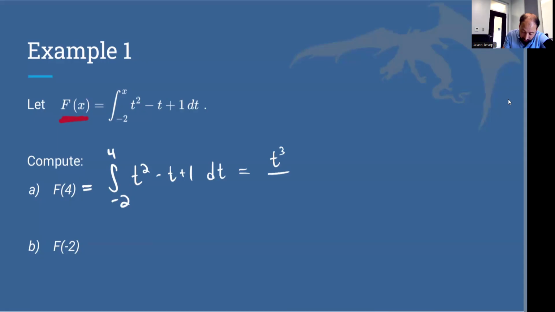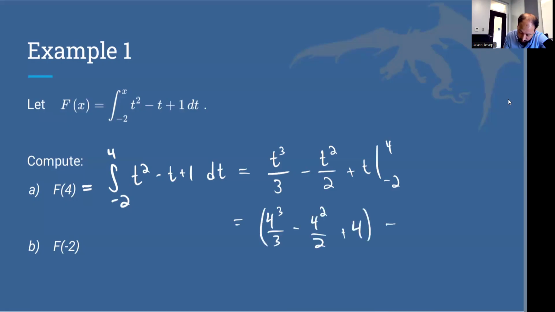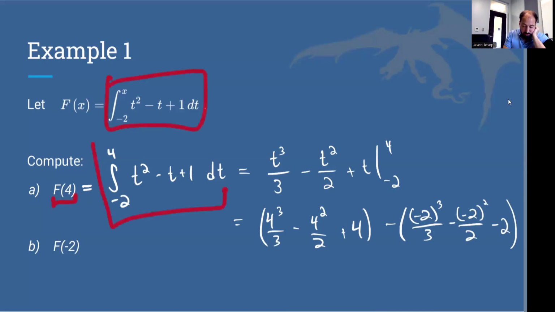So we find our antiderivative. This is using the FTC2. You all should know how to do this by now. So this is kind of review. The point of me including this is just that big F evaluated at 4 is just the value of a definite integral. It's our signed area.